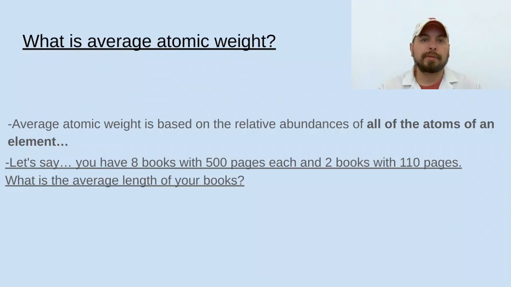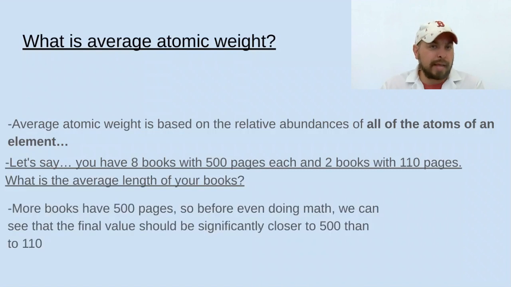Now, the first thing to keep in mind is that we can conceptually understand that we have more books that are big, 500 pages, than we do small, 110 pages. Therefore, the average number of pages is going to be greater than just the middle ground between the two. So it's going to be greater than the average of 500 and 110. This is because it's weighted more heavily towards the 500. The reason is that there are more books with 500 pages. Therefore, it has a greater impact on the average.